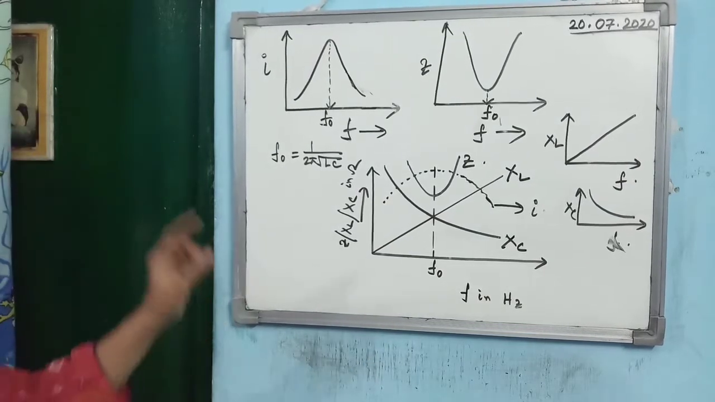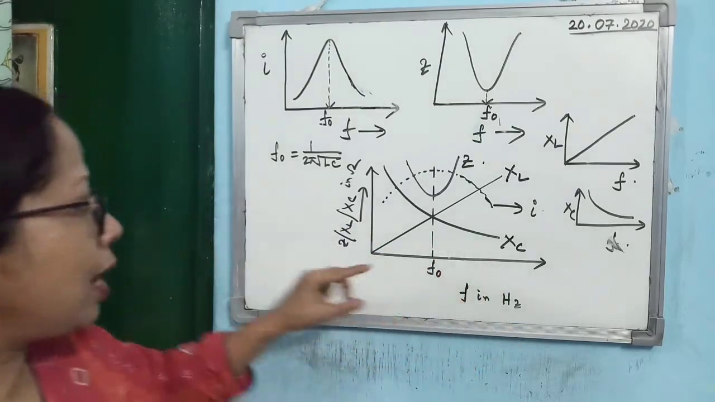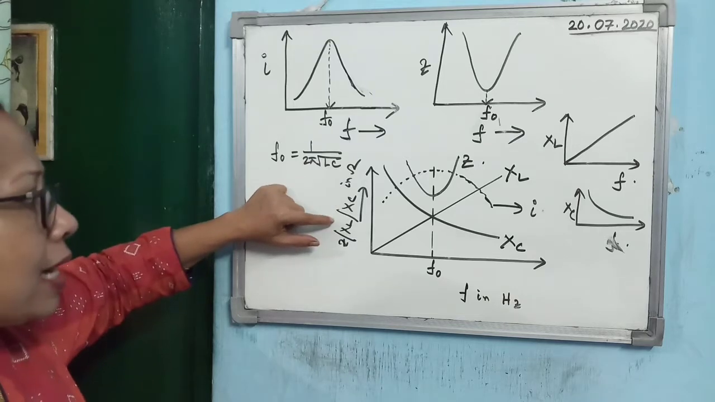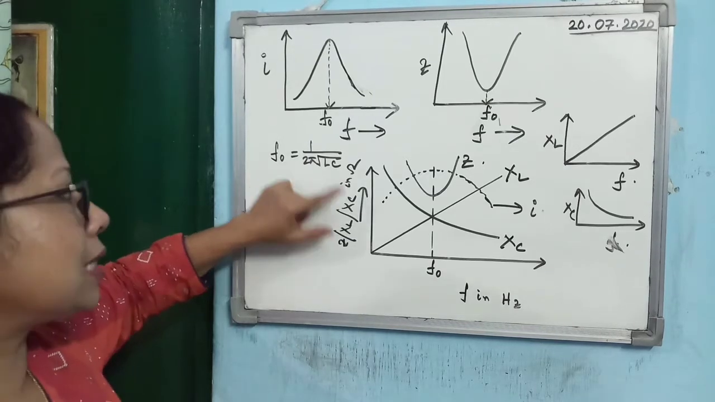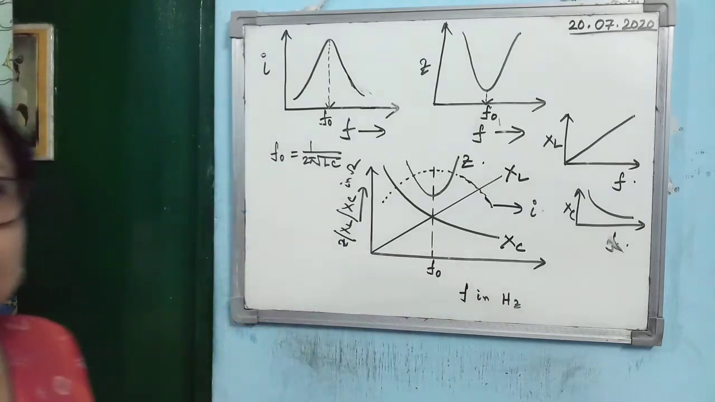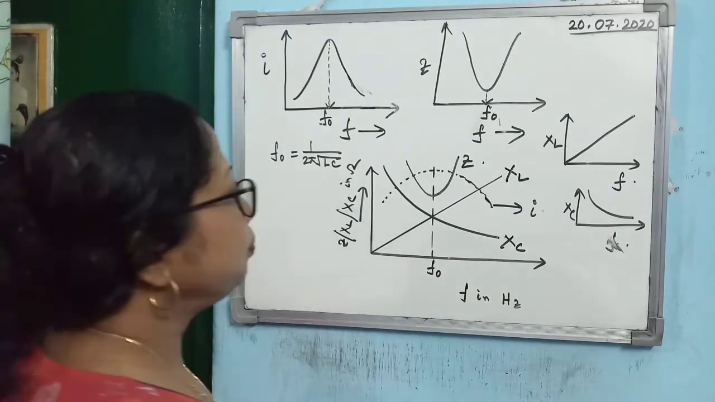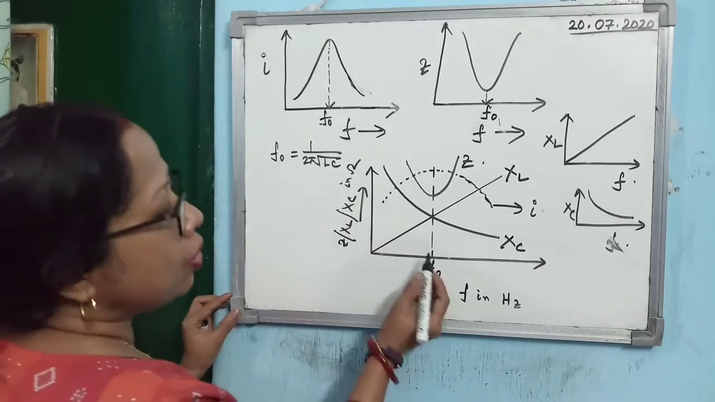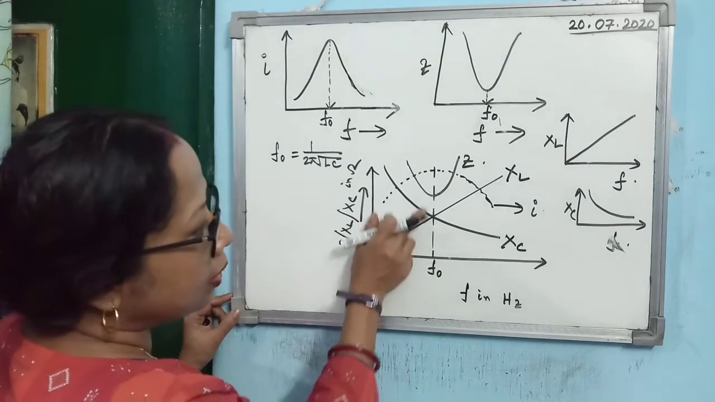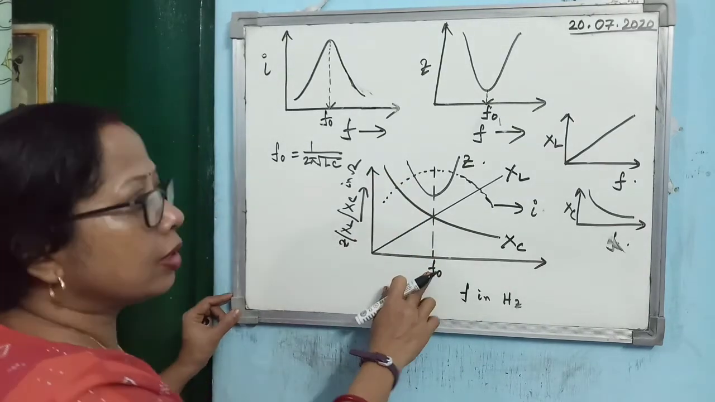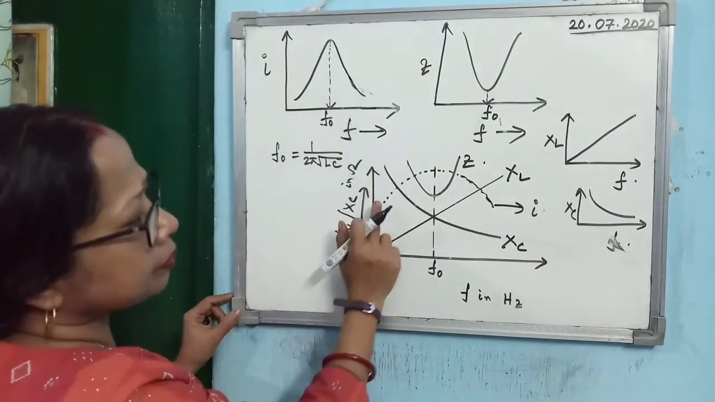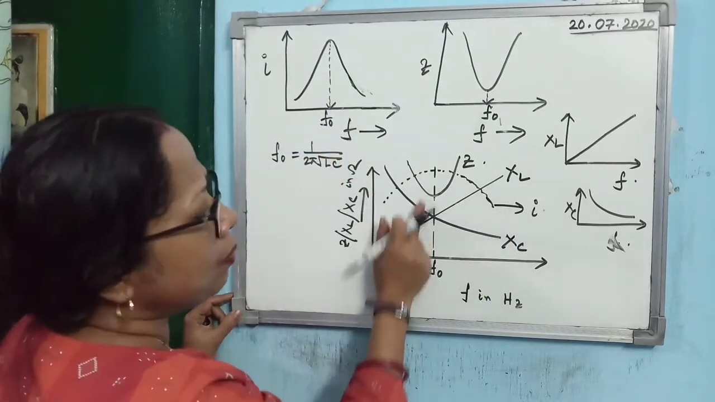On the same axis, we have plotted Z, XL and XC, meaning the impedance, inductive reactance and capacitive reactance along the y axis, and along the x-axis the frequency of the alternating current source is plotted. If this is the resonating frequency, how have I drawn the graph? First I have drawn the dotted line passing through F0. Then I have drawn the current graph, which will be like this. Then, what will be the impedance?